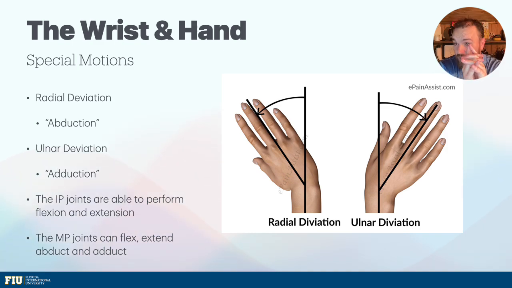The metacarpal phalangeal joints, they can also flex, right? Kind of like that waving bye-bye kind of thing. But then we can also spread our fingers and make our fingers closer together, right? So flexion and extension of the metacarpal phalangeal joints, but also, once again, abduction and adduction, right? And all this is just to say that there are a ton of different motions that we have the capability of performing in this particular part of the body.